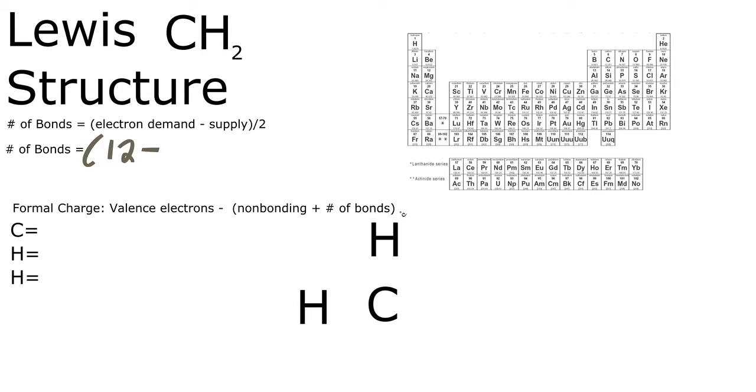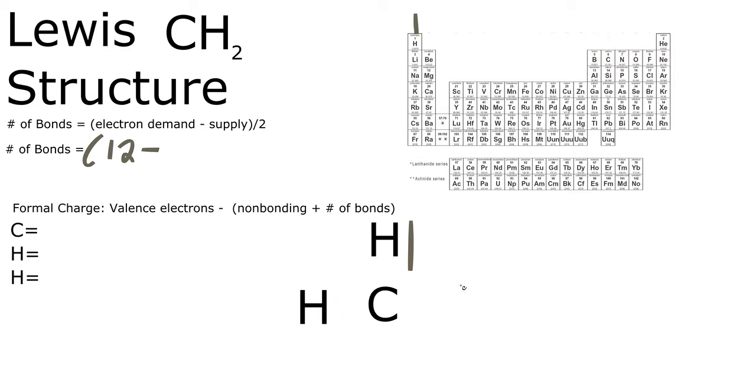Minus our supply, which is how many valence electrons each atom can actually contribute to this molecule. Hydrogen is found in group 1, so that'll be 1 valence for each of those. Carbon is found in group 14, so that'll be 4 valence. So 1 plus 4 plus 1 is simply 6.